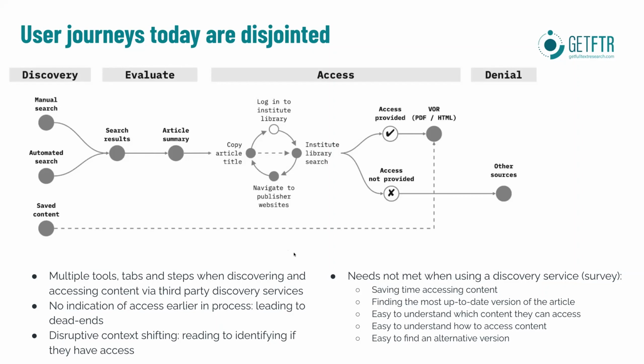And from one-to-one sessions, researchers told us they would like to be informed earlier in the process if they have access to the content. They told us that context shifting from reading to identifying if they have access was disruptive. And the survey told us that there were key needs that were not met today when using a discovery service, including saving time, accessing content, finding the most up-to-date version, easy to understand if they have access, easy to understand how to access the content, and finding alternatives when they're not entitled.